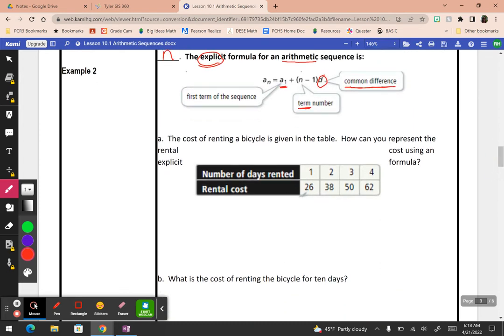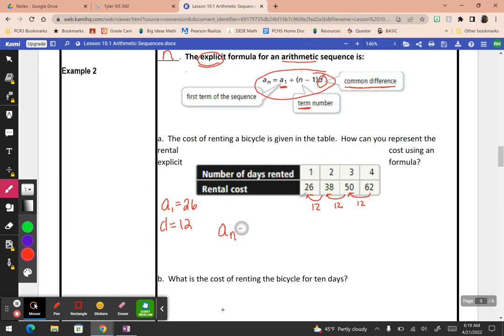The cost of renting a bicycle is given in the table. How can you represent the rental cost using an explicit formula? Well, first thing you have to have is a sub 1 and your d, right? Every time. So my first term is 26, and then to get the common difference, we're going to subtract from the back to the front every time. When you subtract, you get 12 here, 12 again, and 12 here. So my common difference is 12. And then I'm going to plug it into my formula. So we're going to go back up here and write down what we got.